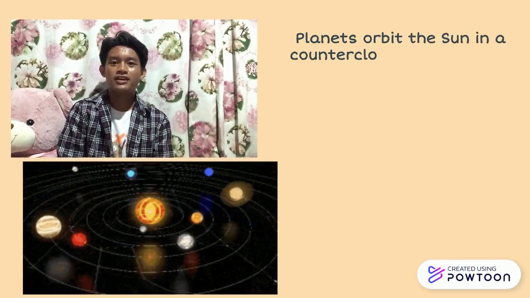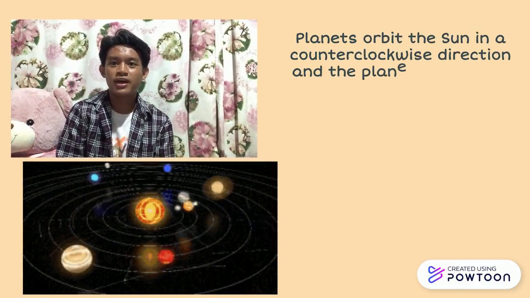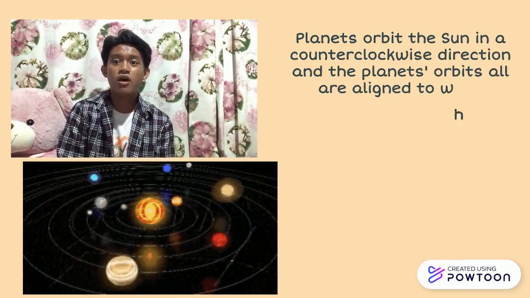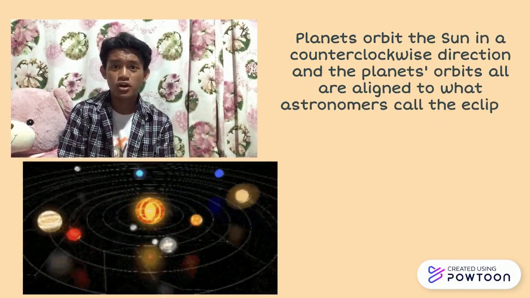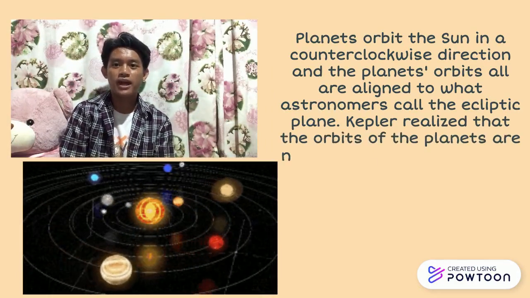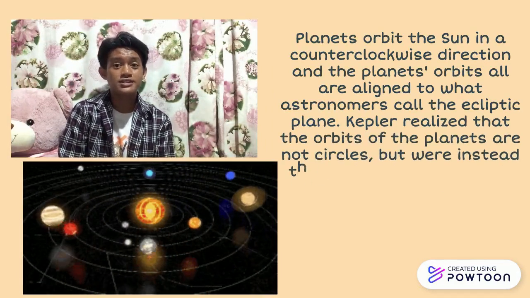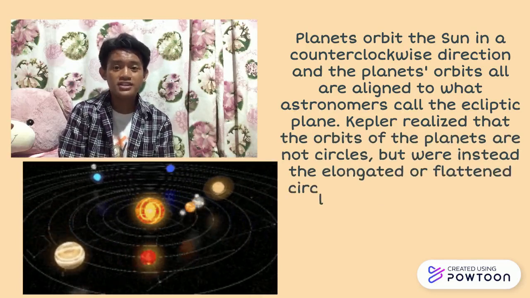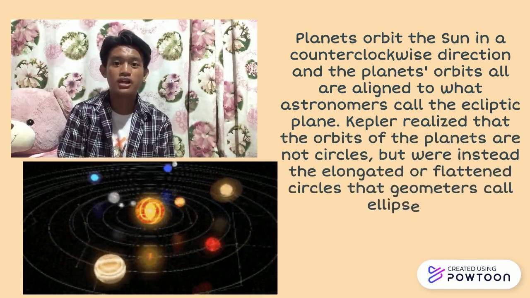Planets orbit the Sun in a counterclockwise direction, and the planets' orbits are all aligned to what astronomers call the ecliptic plane. Kepler realized that the orbits of the planets are not circles, but were instead elongated or flattened circles that geometers call ellipses.